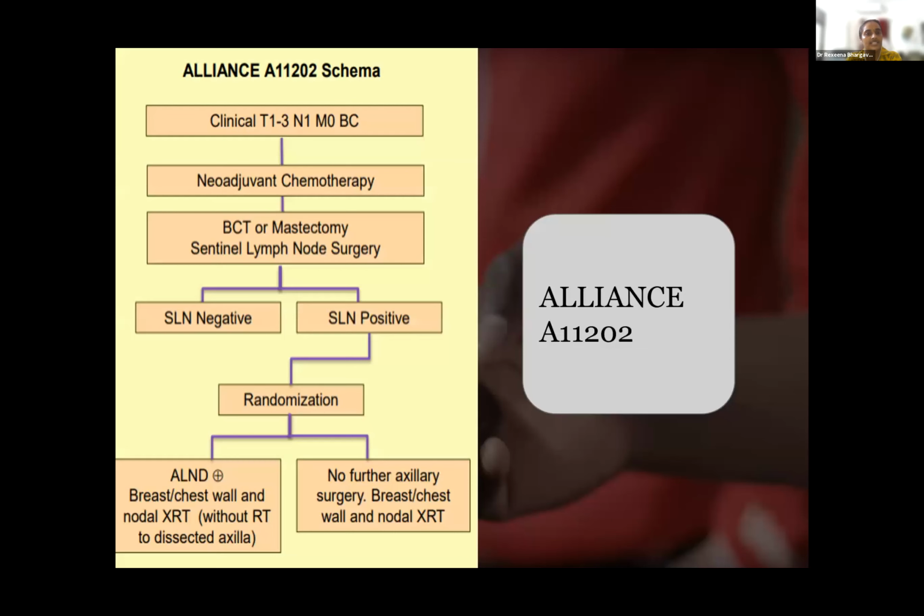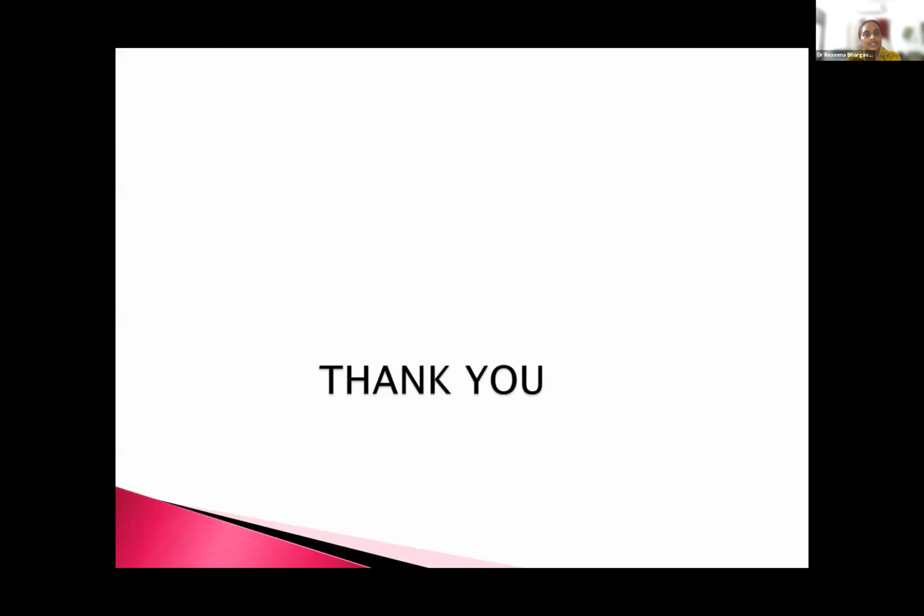Then there is the Alliance study, which is looking at clinically T1 to T3 N1 patients. They're given neoadjuvant chemotherapy. The patient undergoes BCT or mastectomy. If the sentinel node is positive, they are randomized into axillary lymph node dissection, or no further axillary surgery with breast and chest wall and nodal RT. So we are awaiting the results of these trials to see whether we can actually avoid axillary dissection even in these node positive patients. Thank you.